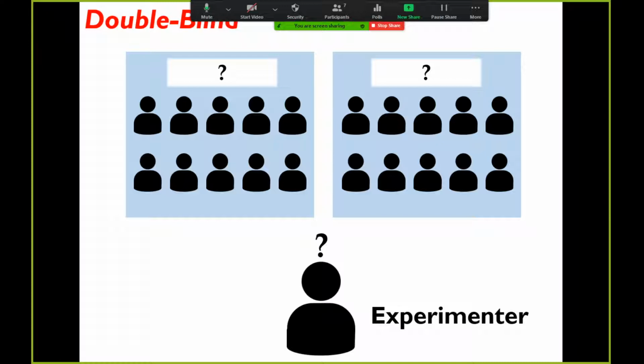That's right. That means both the subjects and the experimenter don't know who is in which group. What typically happens is the manufacturer ships two boxes, one for group A, one for group B, and gives them to the experimenter, the doctor, who doesn't know which is the drug and which is the placebo. They break the group into two groups and just give group A the stuff in box A, and group B the stuff in box B.